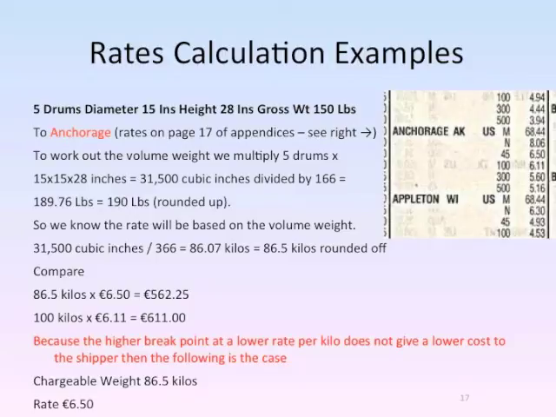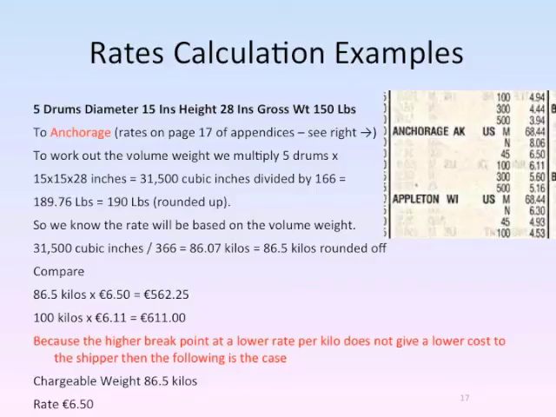So if we look over to the right at the rates going to Anchorage, we're looking at the break point of 45 kilos, and the next break point is 100 kilos. So the rate we're going to apply is 86.5 kilos multiplied by €6.50, and that gives us €562.25.